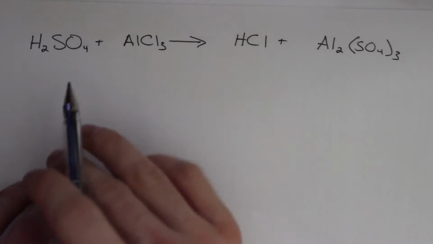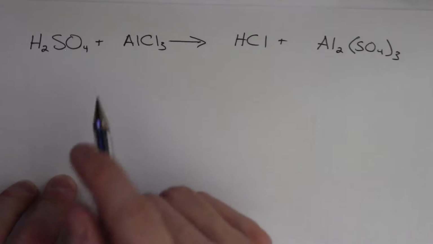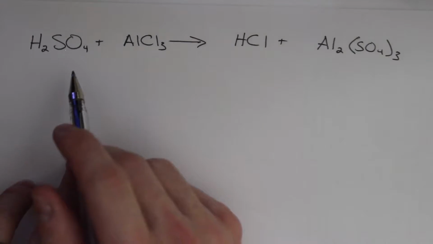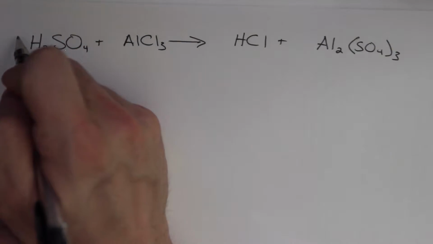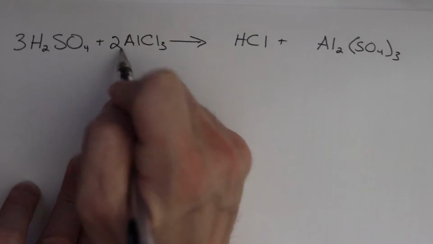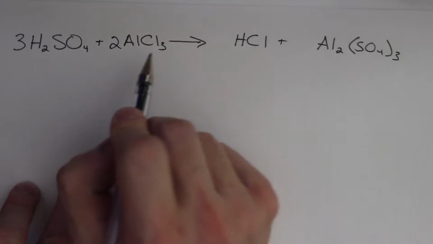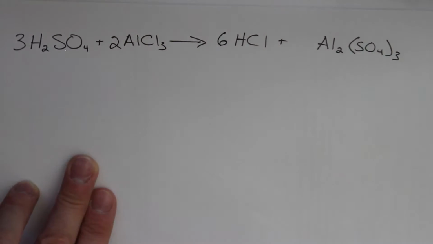So in this equation, it is right now unbalanced. Our first step, before we do anything else, is to maintain the law of conservation of mass and balance this chemical reaction. I think we've done a lot of this, so I'm just going to do it for you real quick. When we have our balanced chemical reaction, we're going to put a 3 in front of sulfuric acid, a 2 in front of aluminum chloride, and a 6 in front of hydrochloric acid.